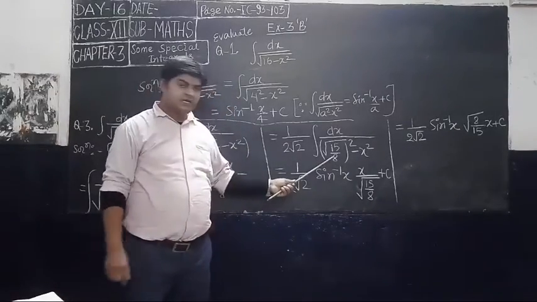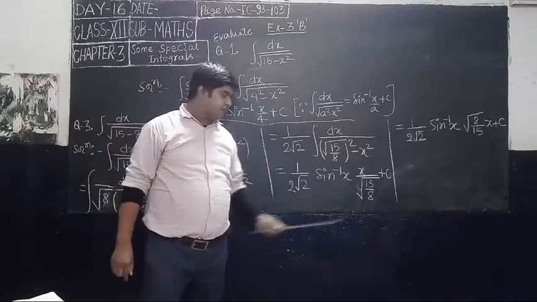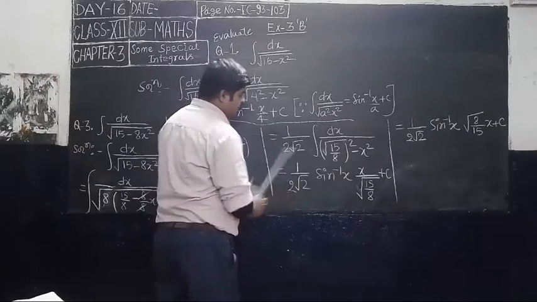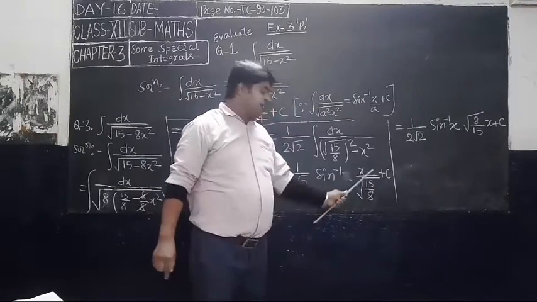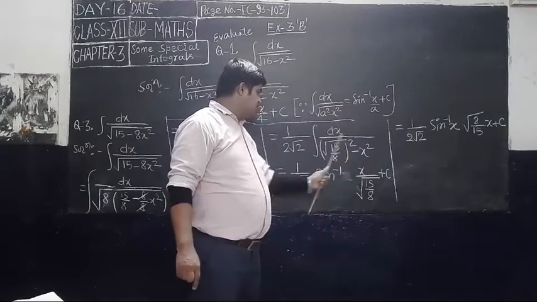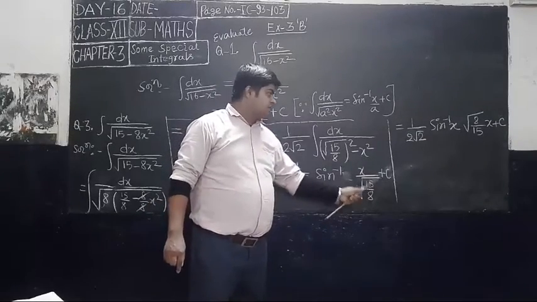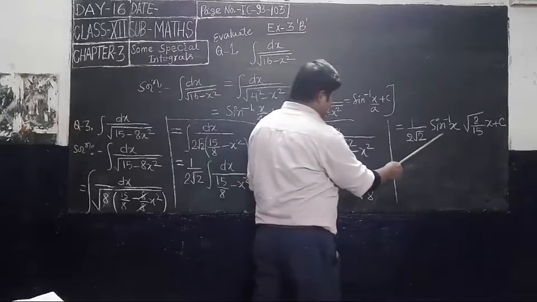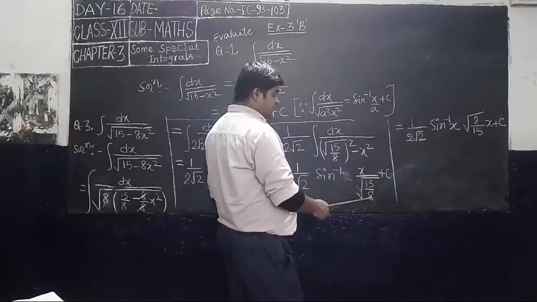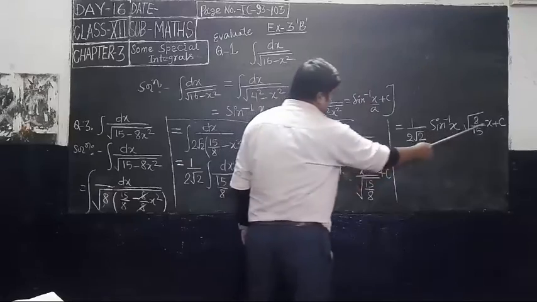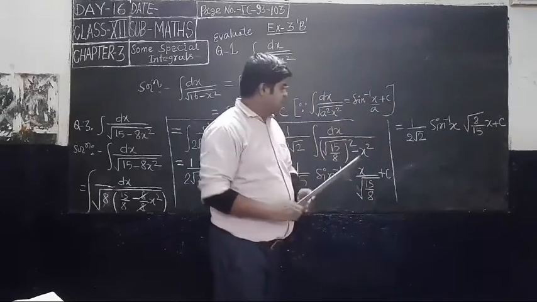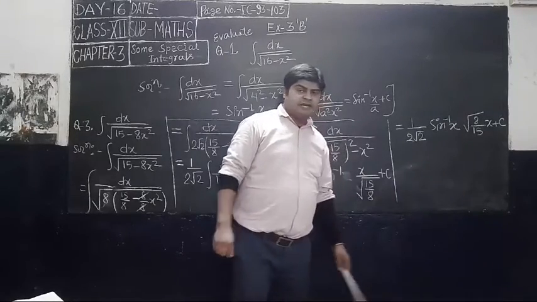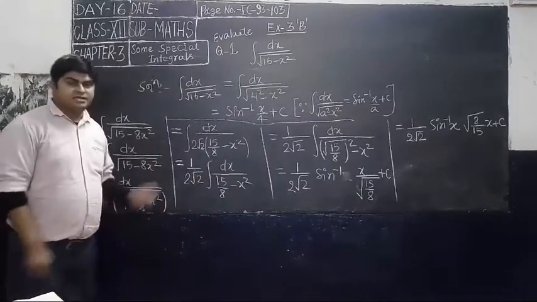Now you have arranged it in the form of a square minus x square. Then you write the formula: 1 by 2 root 2 sine inverse x by a, where a is under root 15 by 8, plus constant term. Now it goes outside, so it becomes 1 by 2 root 2 sine inverse under root 8 by 15 x plus c. So your final answer is 1 by 2 root 2 sine inverse under root 8 by 15 x plus constant term. Now let us see the next question.